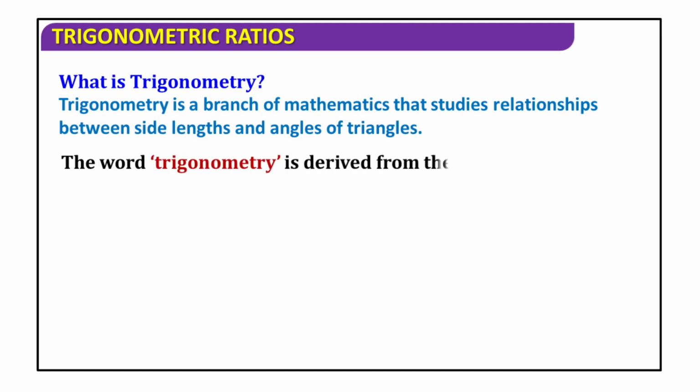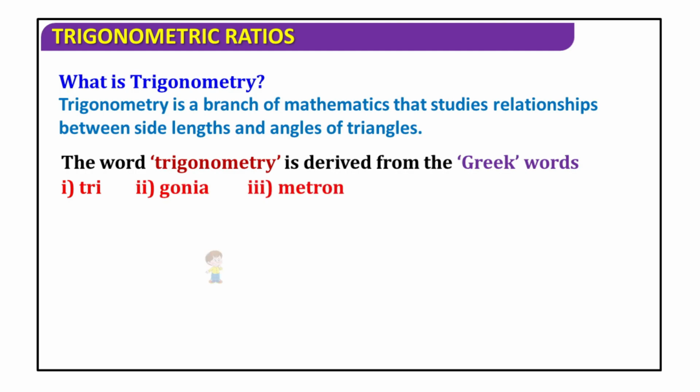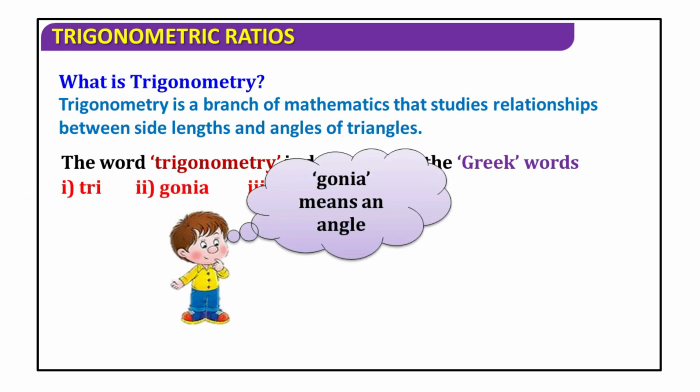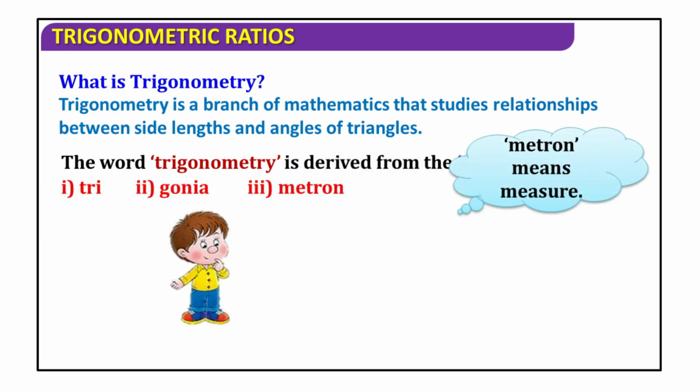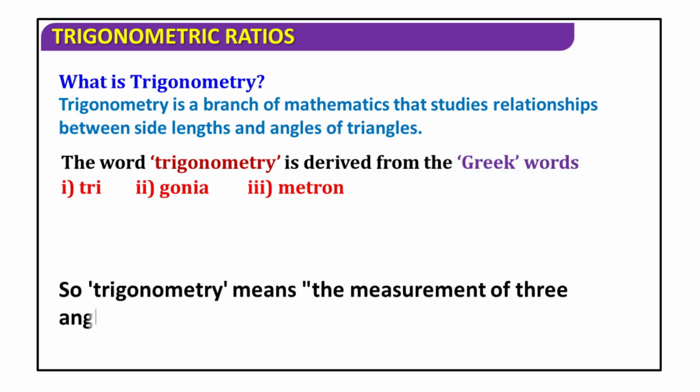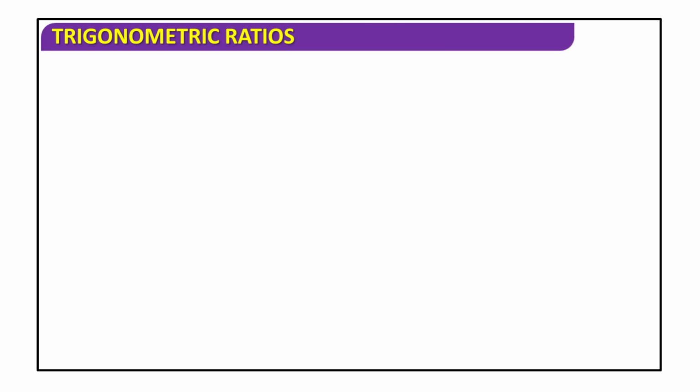The word trigonometry is derived from the Greek words tri, gonia, metrion. Tri means 3, gonia means an angle, metrion means measure. So trigonometry means the measurement of 3 angles.